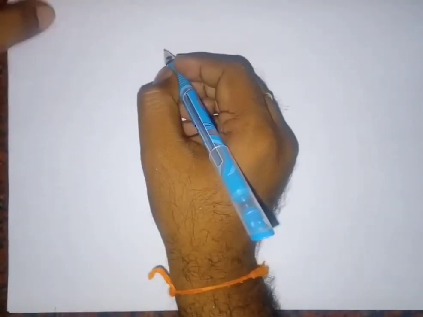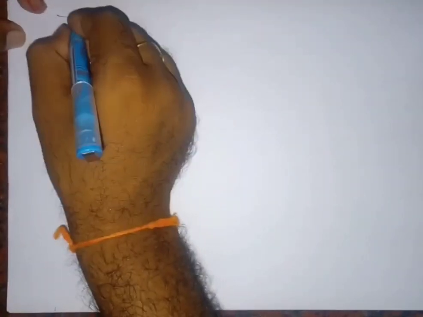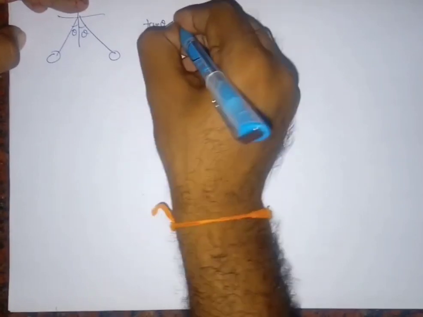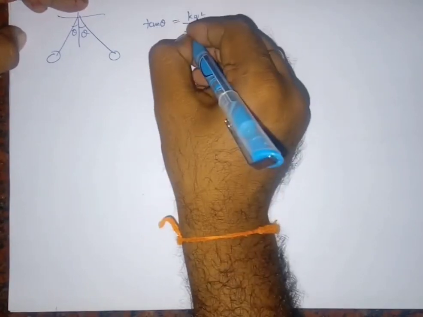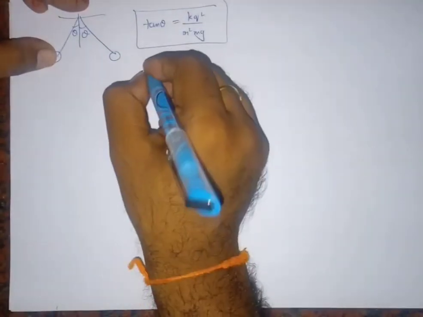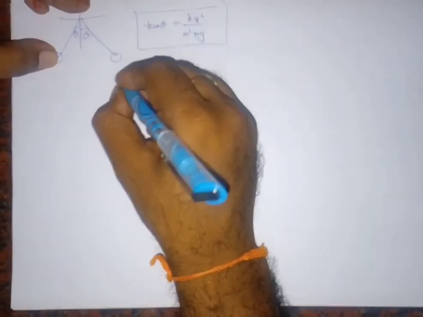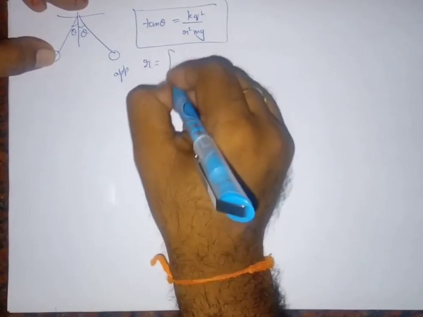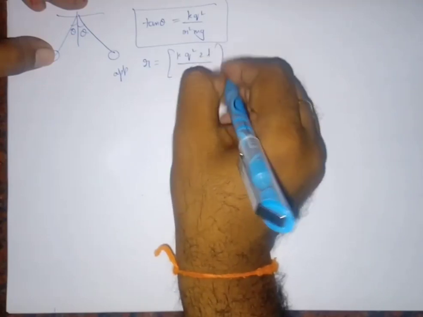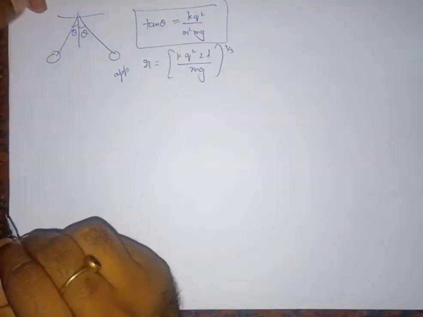Now, continuing with the same pendulum problem, where the pendulums are separated by 2 theta, and the angle is given by tan theta is equal to kq square by r square mg, where k is nothing but 1 by 4 pi epsilon naught, as well as the linear separation, which is an approximate value, which is equal to kq square 2L by mg whole power 1 by 3.